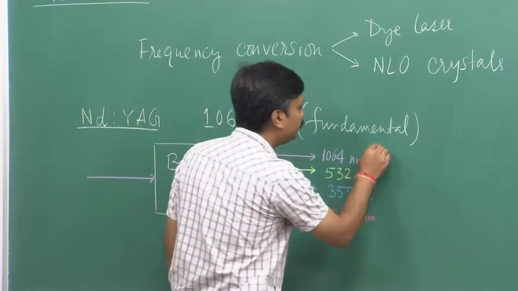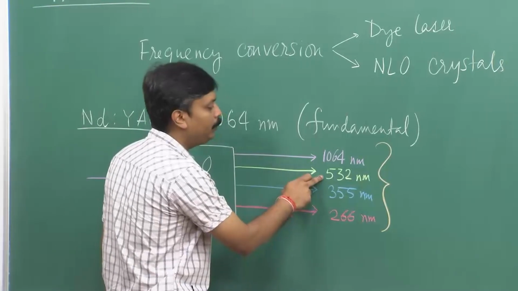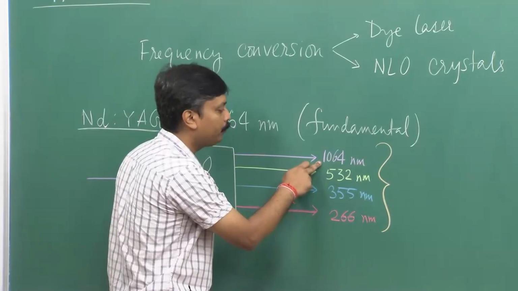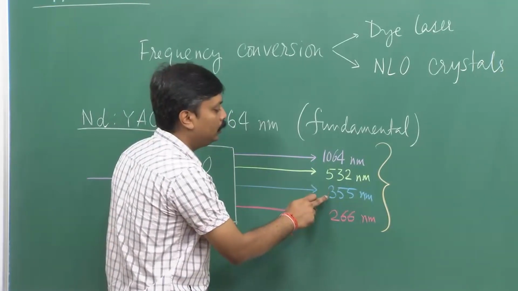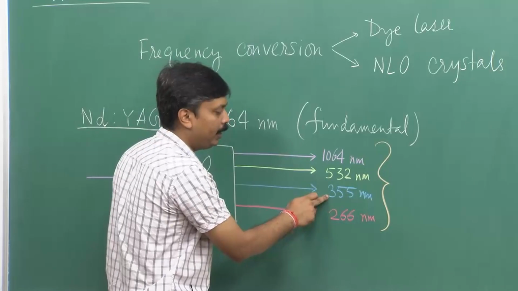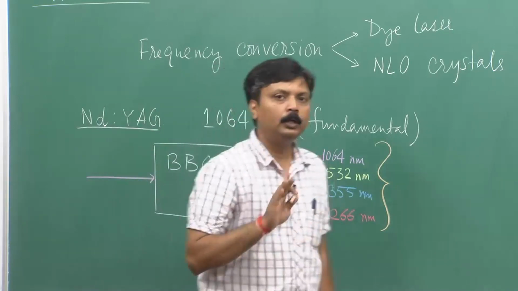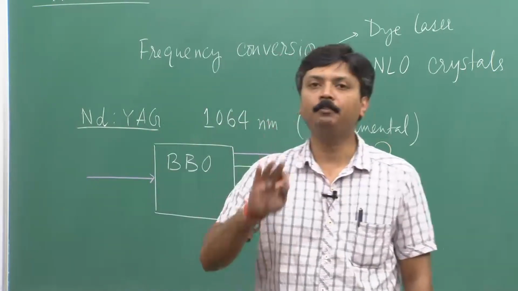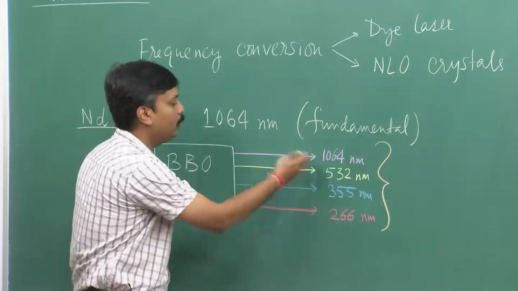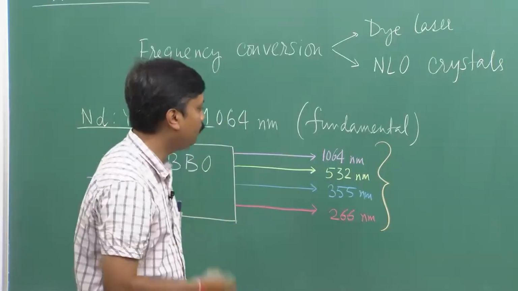This conversion is not arbitrary. You can see that 532 nanometer is exactly half of 1064. 266 nanometer is half of 532. 355 is roughly one third of 1064. So these are not at all arbitrary. There is a very finite relation between a starting wavelength and the wavelength that you can obtain when you pass it through some material which we know as nonlinear optical media.